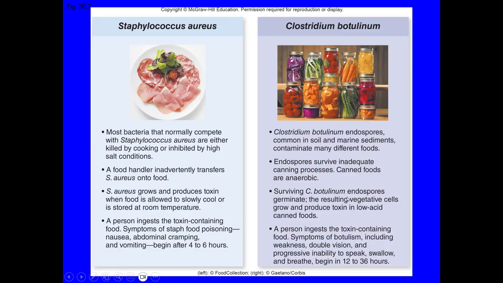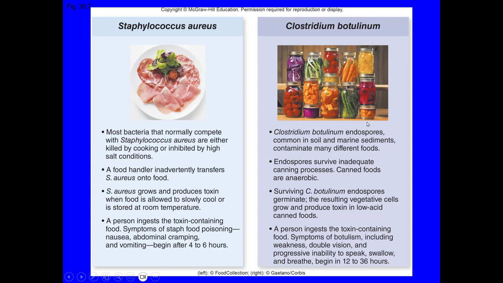Okay. So if you take a look at these two slides, this first one here, you can see how you can have staph become a case of toxin-containing poisoning. In staph food poisoning, nausea, abdominal cramping, and vomiting begin after 4 to 6 hours. A lot of times it's due to a food handler inadvertently transferring S. aureus onto the food. You have to keep in mind that's why individuals have to clean their hands repeatedly when they're in the working area.